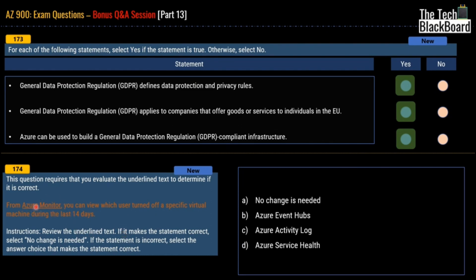The instruction for the question is that you have to review this underlying text, and if you think that this Azure service makes the statement correct, then you have to choose no change needed. However, if you think that this service does not fit this statement, then you have to choose between the three services given in options B, C and D. The correct answer for this statement is Azure Activity Log. So if you're looking for the logs on a virtual machine, for example, who turned it off, then Azure Activity Log is the place to go and not Azure Monitor.